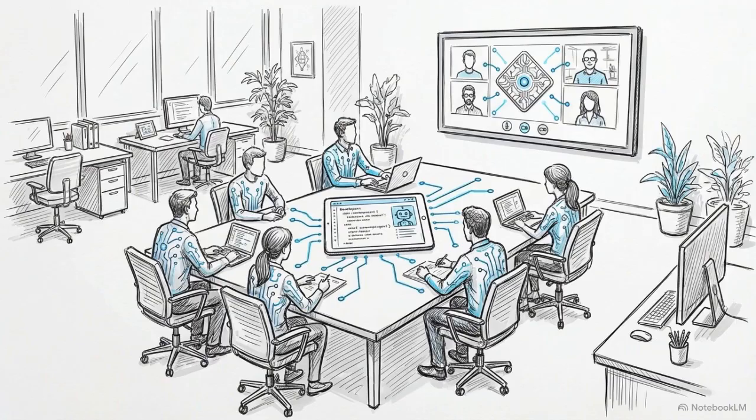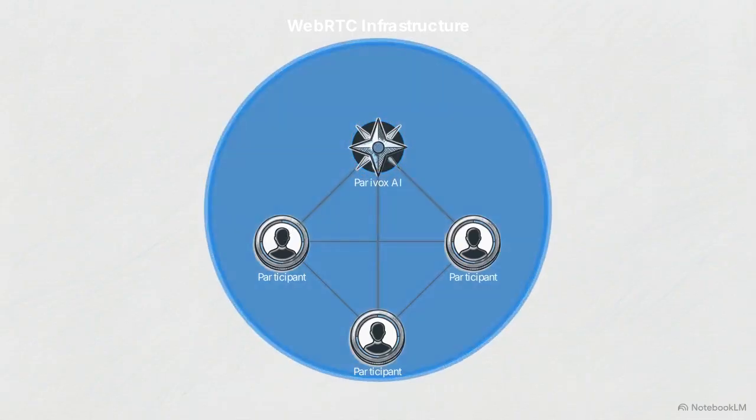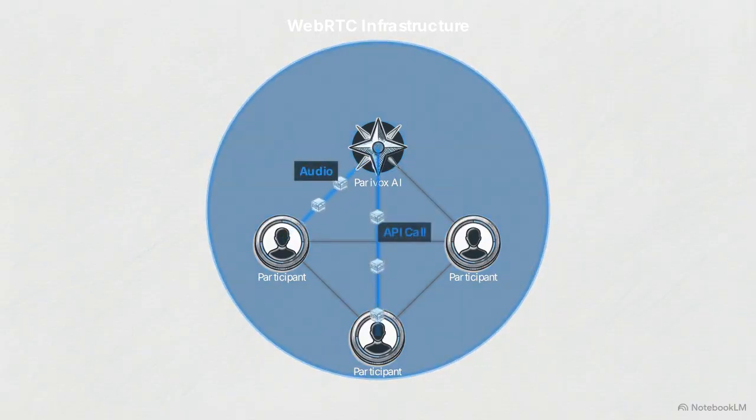Parivox takes a different approach. It is a developer platform that treats the mixed human-AI environment as a programmable primitive. Instead of keeping the AI on the perimeter, Parivox moves the agent directly inside the WebRTC infrastructure. WebRTC enables real-time peer-to-peer communication in web browsers.